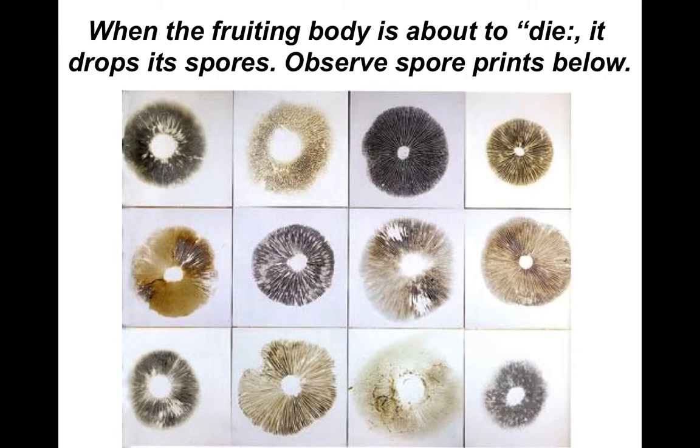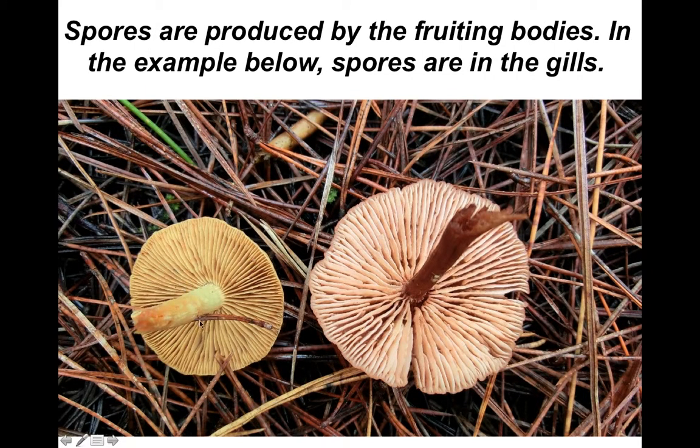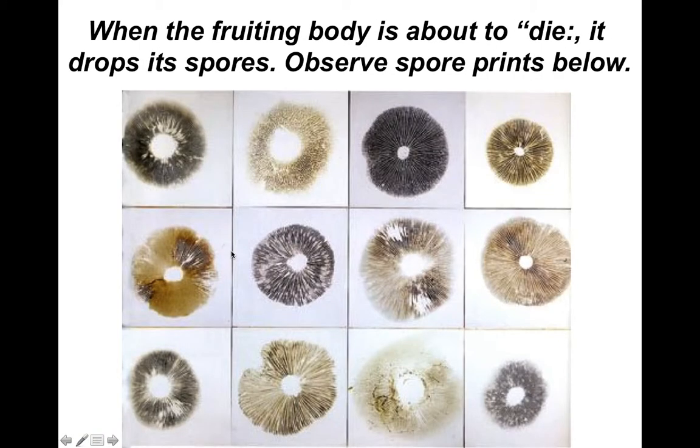Basically, how they get released is that whenever the fruiting body is about to die, it's going to drop its spores. You're going to see in a second that we have lots of different ways to get those spores from point A to point B. These right here are actually spore prints, and you could do this at home if you ever have any mushrooms laying around. You can just break off the top part, break off the stem or stalk, and lay it on a piece of paper, and it'll drop all of these spores. Those are bajillions of spores right there.